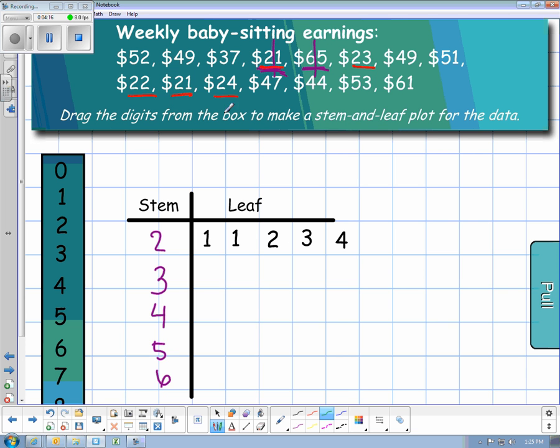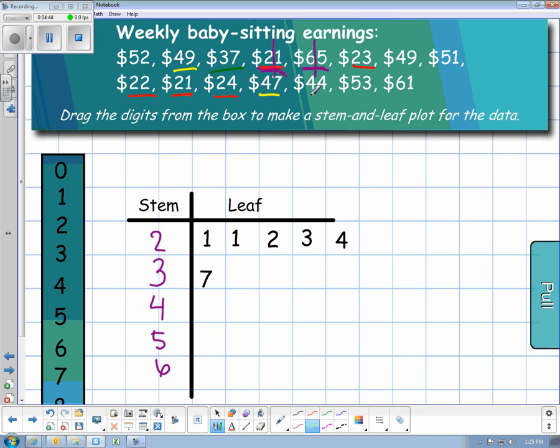In the 30s, here's a 37. That green's kind of hard to see. That's my only 30, looks like. So I just need a 37 there. So I'm going to drag a 7 out for my 37. There it is. And then, actually, I should probably slide these up a little bit. There we go.